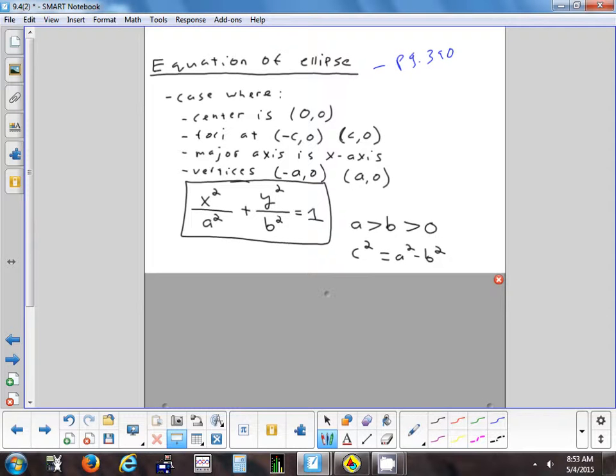And here's the relationship between A, B, and C. Kind of looks like the Pythagorean theorem, but it's not. C squared equals A squared minus B squared.